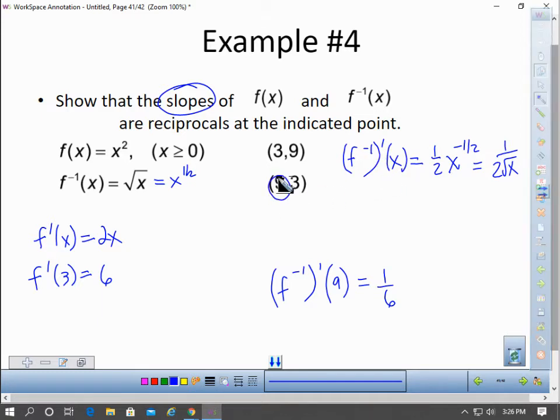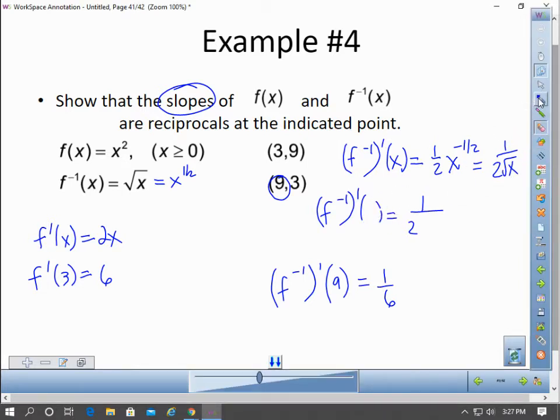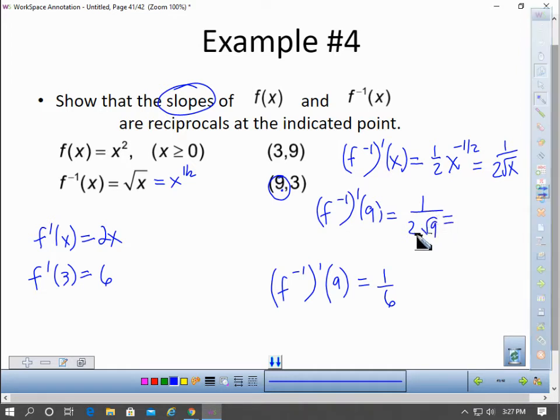So now I want to plug in 9 into this answer. So I'm going to do f inverse's derivative. I'm going to plug in a 6. So this is 1/2. Oh no, I'm plugging in a 9. Sorry, I was getting ahead of myself. So I'm plugging in a 9. So plugging in my x-coordinates. So 1/(2√9). So the square root of 9 is 3. 2 times 3 would be 1/6. So it's exactly what I was expecting it to be. We're showing that the original function's slope at (3, 9) is 6, and the inverse's slope at the point (9, 3) is 1/6, and those are reciprocals of each other.